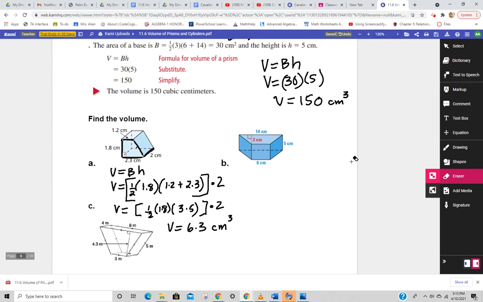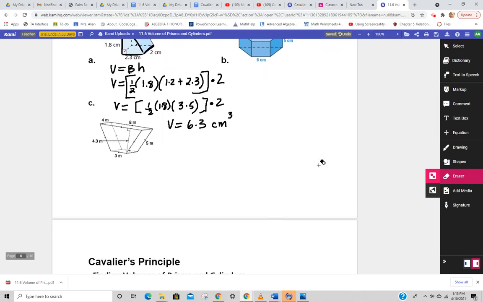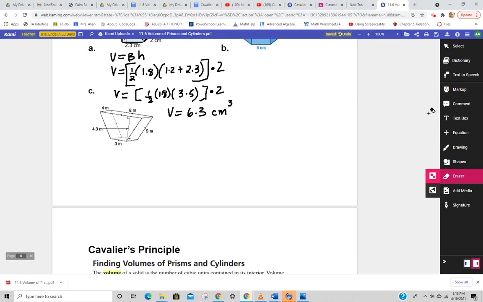This one is the same one we just did above, so we'll just go on to see. All right, so volume equals the base, which is this trapezoid. So 1/2. The height of this trapezoid, it's this distance right here, from top to bottom, the perpendicular height. And are we given that amount? Yes, that's 4.3. We're given that amount right here, 4.3.